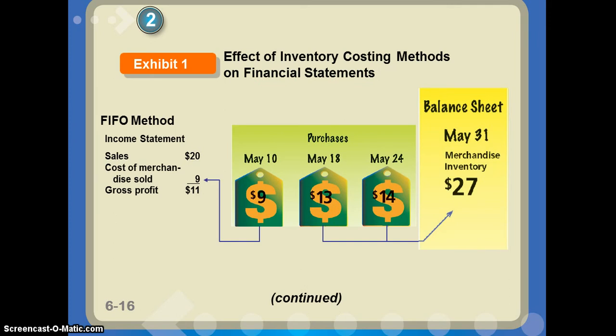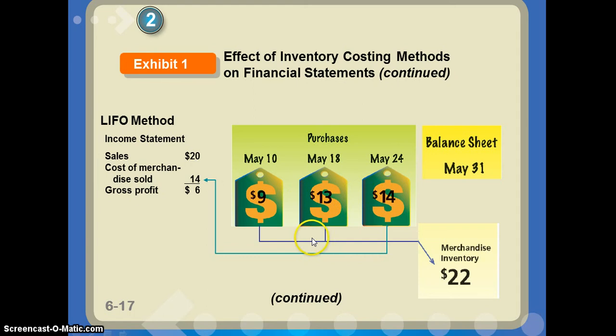So the effect of this on the financial statements, here's a good visual example of that. FIFO method, we sold an item for $20. The cost of merchandise sold is $9. FIFO, first in, first out. Here's May 10th, the first item. That's sold. The gross profit is $11. So our balance sheet is going to show assets of $27. We sold the first one, the other two are left.